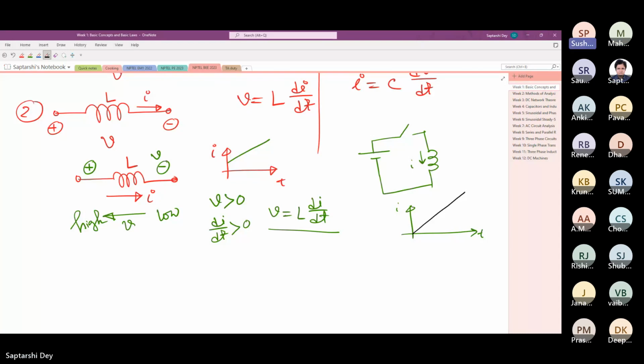Sir, whatever the sign of the terminals of the inductor is, it is the sign of the battery or the voltage source we are supplying to it. No, not necessarily. In a circuit, you can give the signs the way you want. Only thing is, when you are writing KCL and KVL, you have to be careful. You should not make a mistake there.